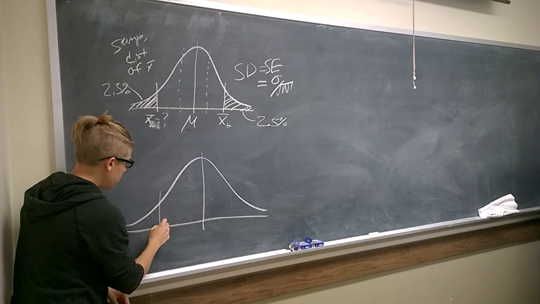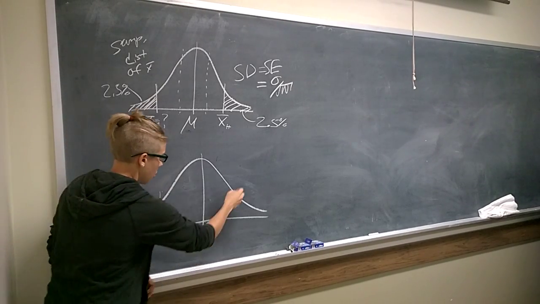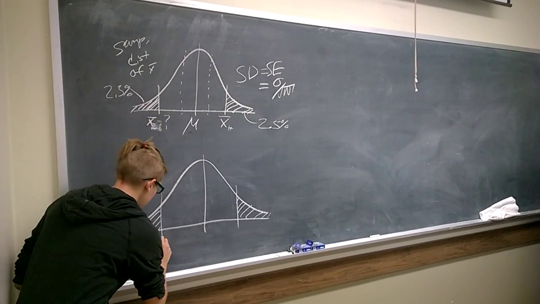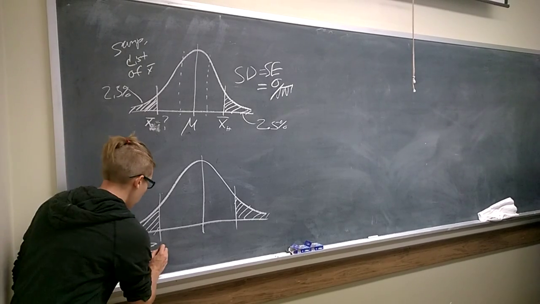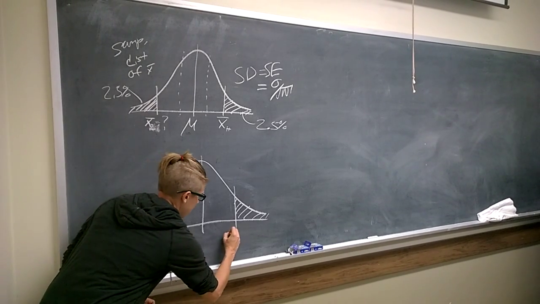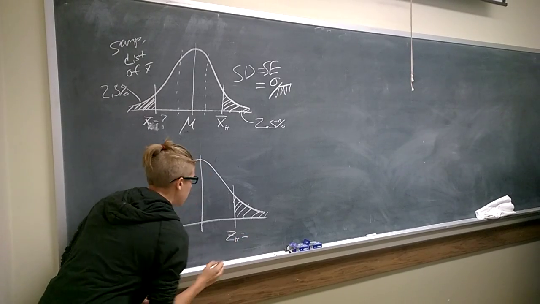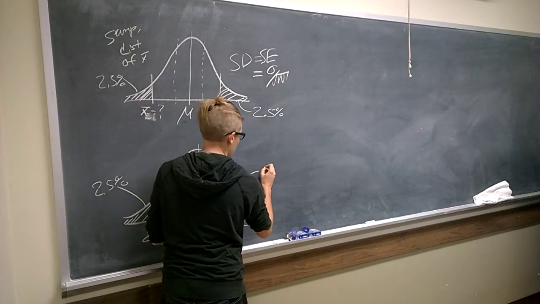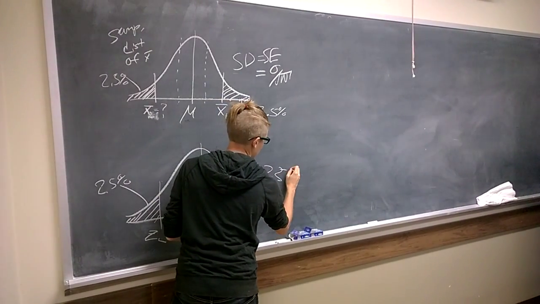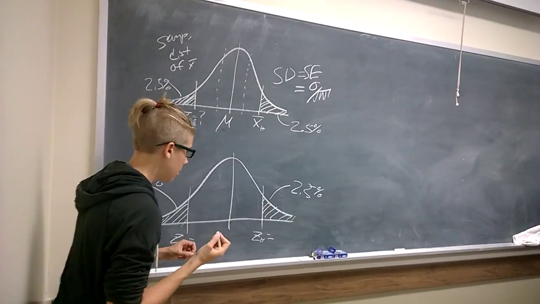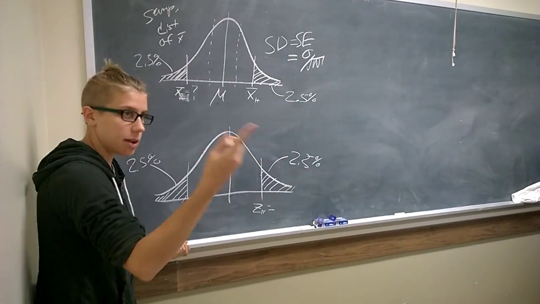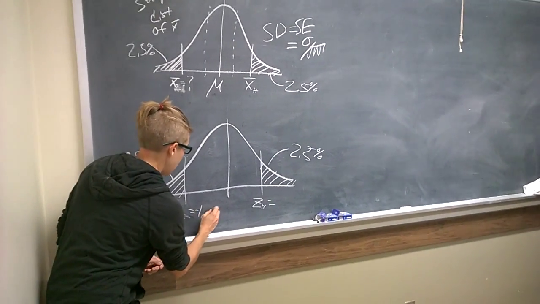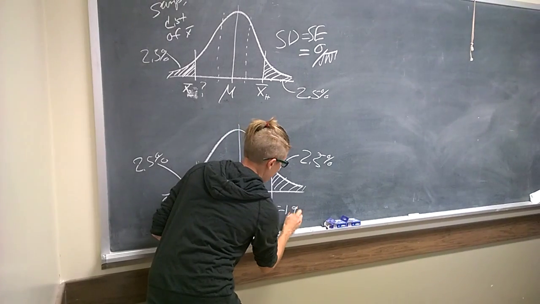All right, so what we do is we start off, well, we need to know what Z values correspond to the low value, so I'll call it ZL, and ZH. And these should have 2.5% in the tail. How do we get these values? 1.96 and negative 1.96, right? We look at the Z table. Yeah, we look at the Z table and we see that this is negative 1.96 and this is plus 1.96.